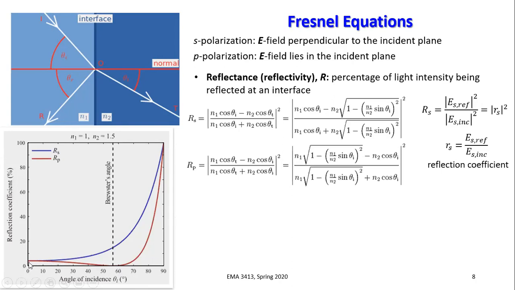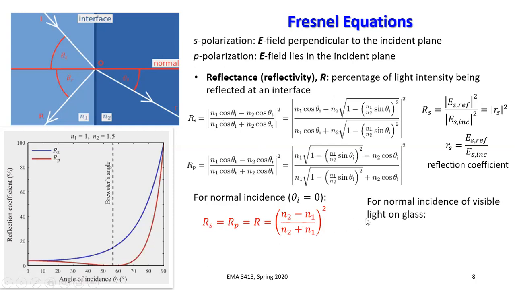First of all, for normal incidence, theta I is 0. Then you see the RS and RP are the same. And then you can reduce it to theta I is 0, theta T is 0. So it's just (N1 minus N2) over (N1 plus N2). So it's a very simple relationship. Okay. And then if you do the math for 1 and 1.5, this comes out to be about 4%. That's why we have 4%.